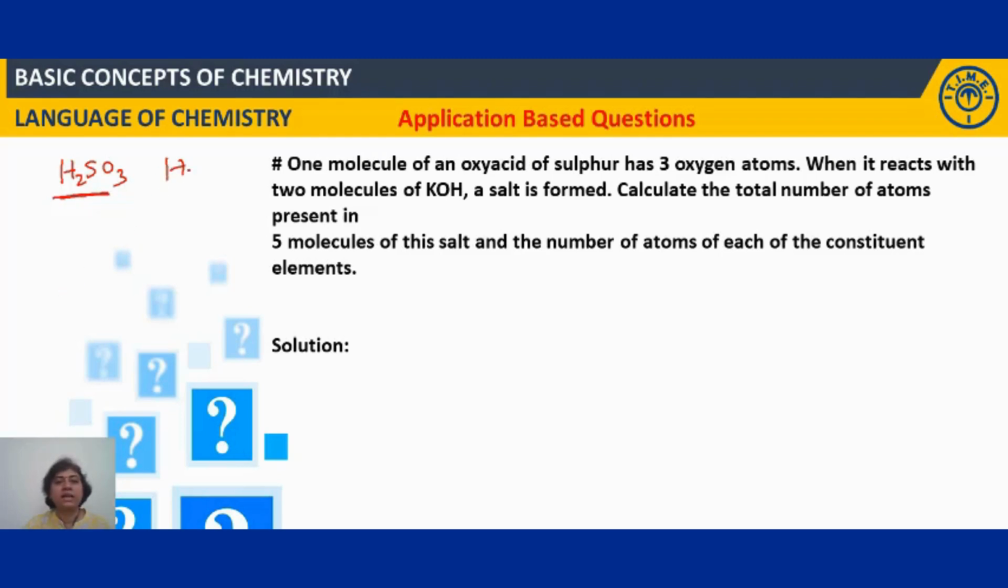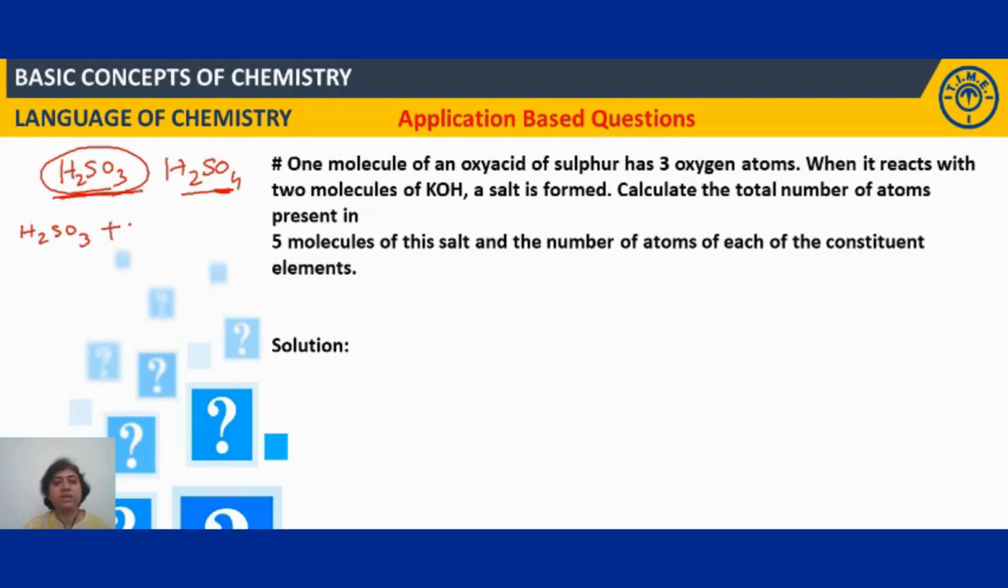I am writing 2 oxyacids of sulfur. H2SO3, H2SO4. Now predict the name of H2SO3. More number of oxygen atoms, ic suffix, sulfuric acid. So this is sulfurous acid. So our acid is sulfurous acid. When it reacts with 2 molecules of KOH, let us write the reaction.